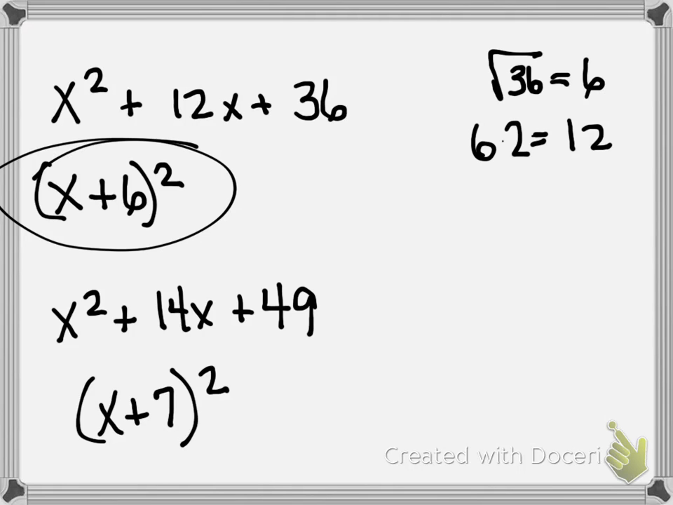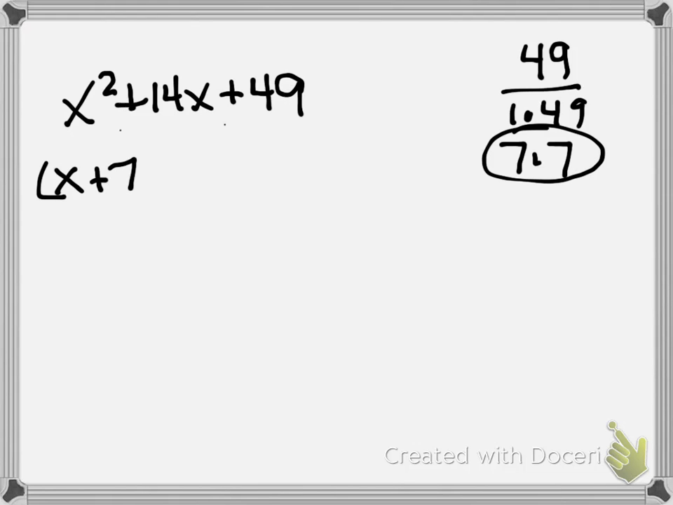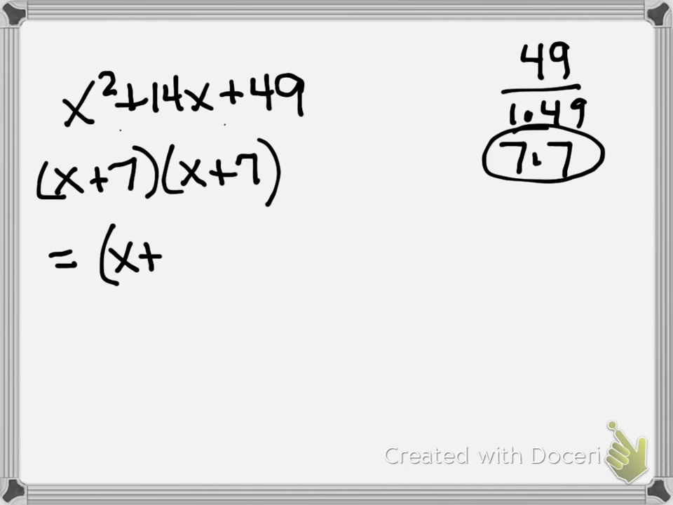Now it's no big deal if you don't see that relationship, because you could still use the two methods that I taught you in the last lesson. 49 is either 1 times 49 or 7 times 7. Well, definitely 7 and 7 get you 14. Everything is positive, so our factors will be positive. And right there you have to recognize that that's going to simplify to x plus 7 quantity squared. You'll still get there, you'll just work a little harder.